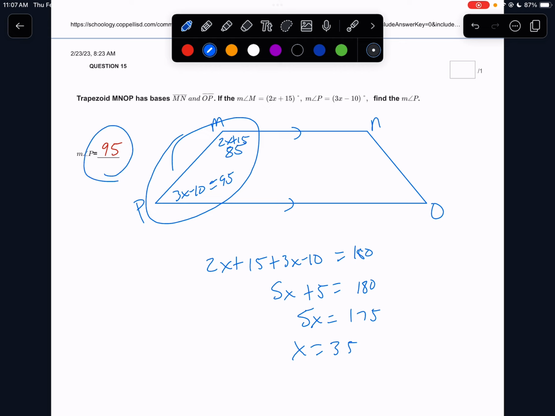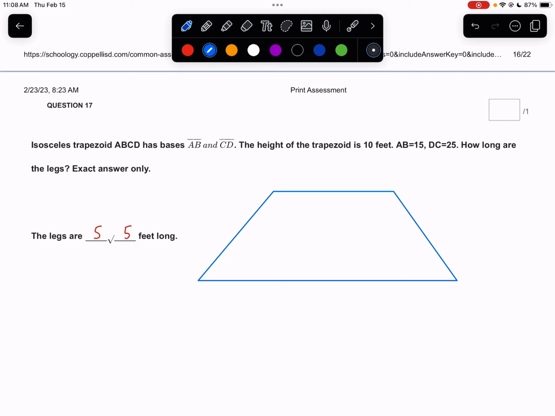All right, isosceles trapezoid A, B, C, D. So this is another trapezoid, and we have to get the bases correct. This one's isosceles, so we know more about it. But the bases are A, B, and C, D. Well, we can't mess that up, surely, right? A, B, C, D. Does everything check out? Yes. The height is 10 feet.